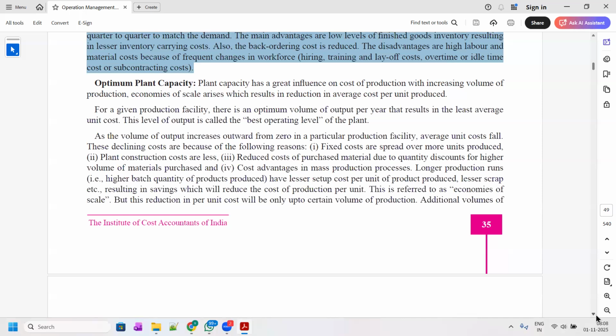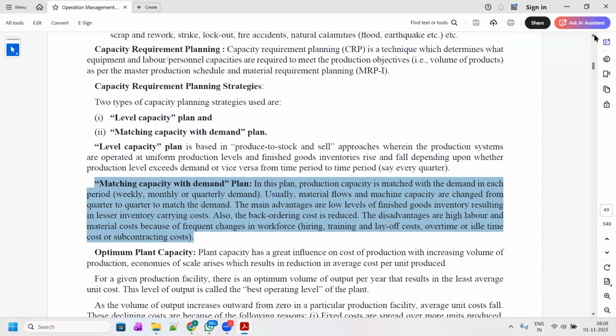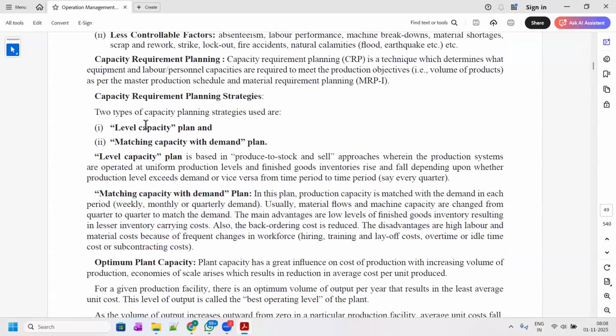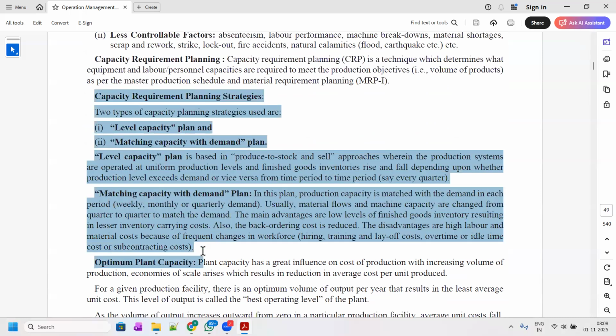Then next thing is to talk about optimal plant capacity. Before we go further to discuss optimal plant capacity, just give me an idea about how much you have understood about these capacity requirement planning strategies.